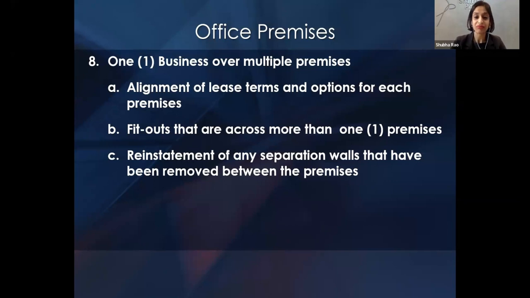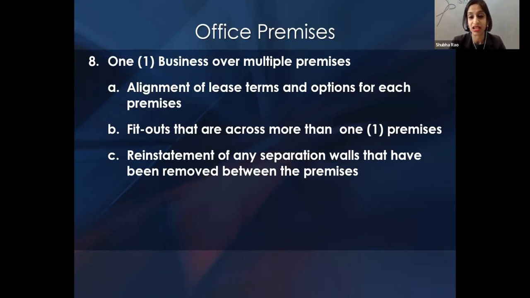And if possible, try and keep the fit outs within each of the premises, so there's no overlap between them. Part of that fit out and new flow would mean that, you know, separation walls might need to be removed as well between the two premises. And landlords would actually need to be acceptable of that as well.